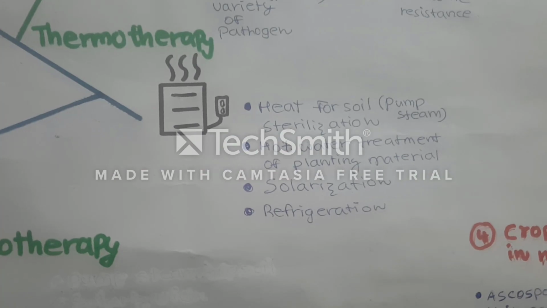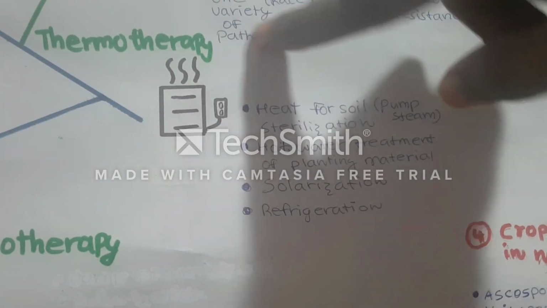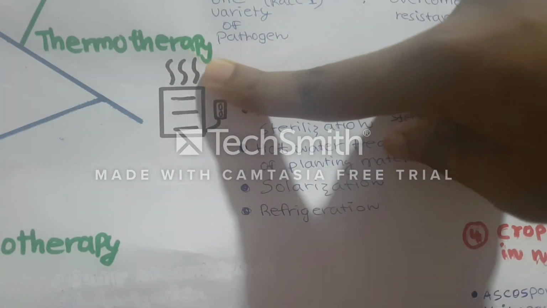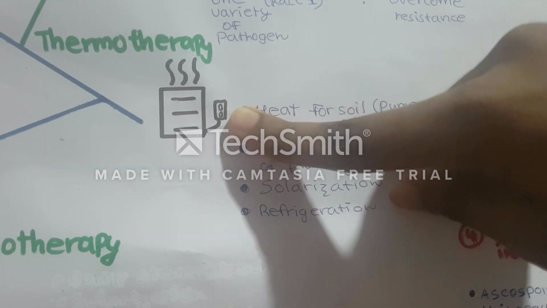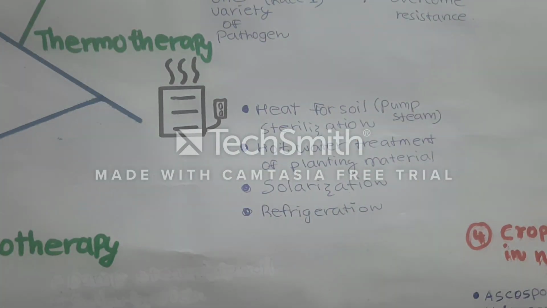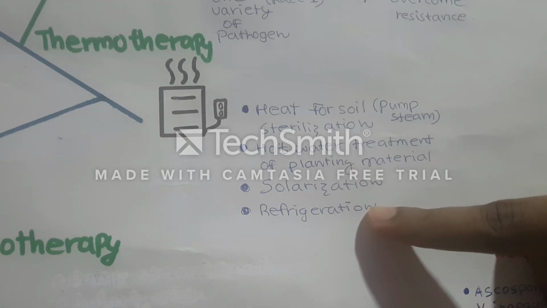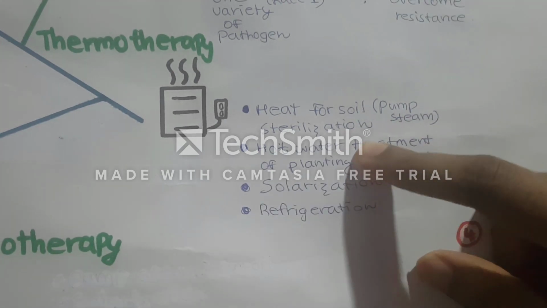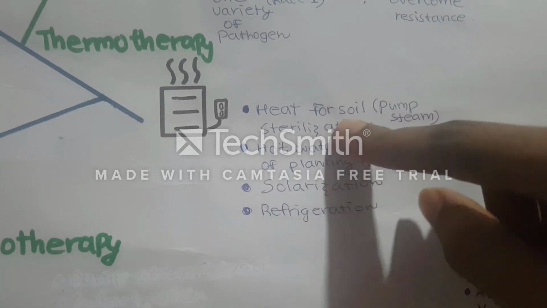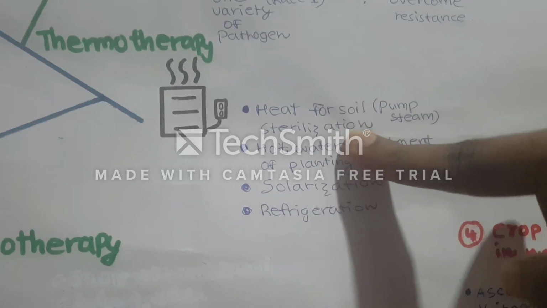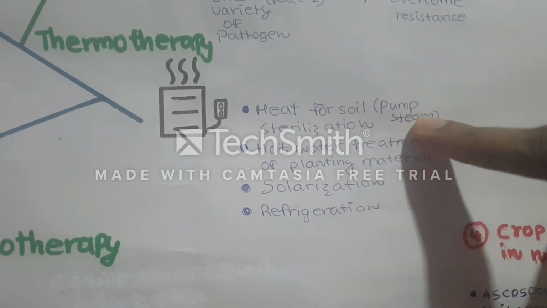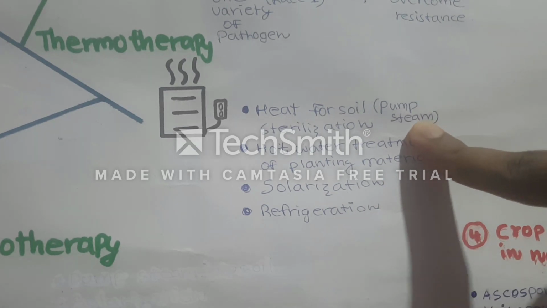Now let's see another type of factor that helps in integrated disease management, that is thermotherapy. Thermotherapy means we are providing heat for the eradication of a particular type of pathogen. So these are the factors that we have to consider about thermotherapy. In a certain type of thermotherapy, we provide heat for the soil so that the soil can be sterilized from the pathogens. Now this heat is provided by pumping steam. So that's a method that can be used.